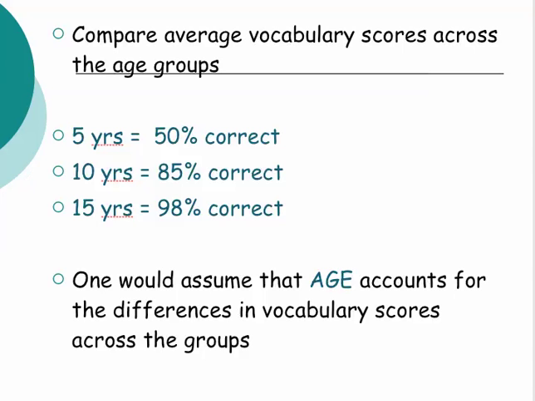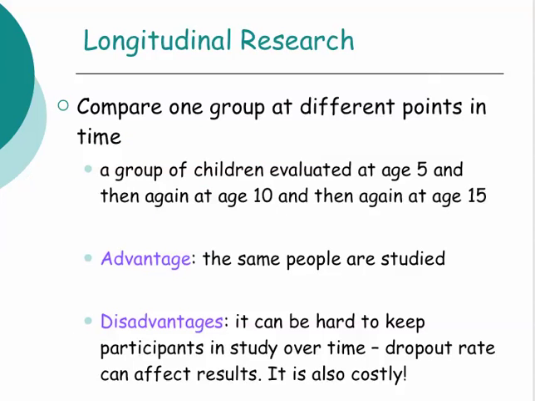We really don't know. So, to solve this problem and really look more closely at age differences, the more ideal research method is longitudinal research. That's when you take one group and follow them over time. This is great because you have the same people studied.